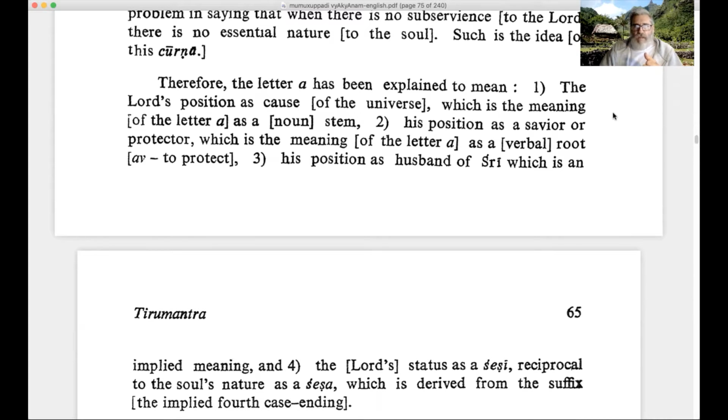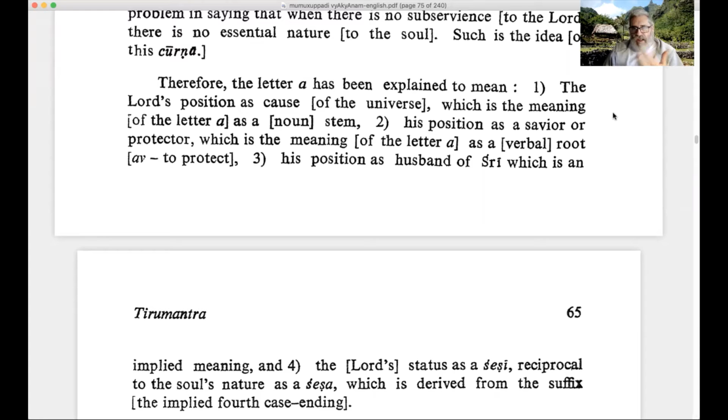So, for instance, we have a little bit of that in other languages. In English, if we say a boat, it's singular. If we say boats, if we add an S to it, it's plural. So something like that. There are different endings added to nouns and verbs in a highly inflected language like Sanskrit, which change the meaning of the word. So if we think of the letter A as a noun, then the Lord's position is that he is the cause of the universe. That is the meaning that we get from the letter A, if we think of it as a noun.